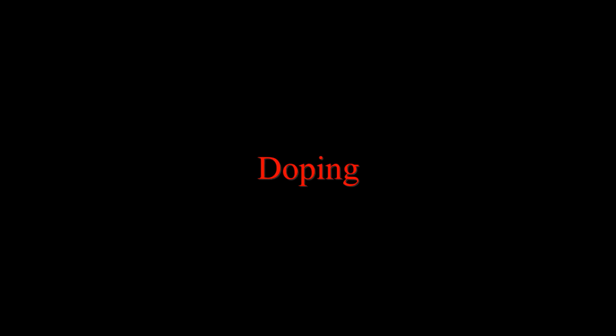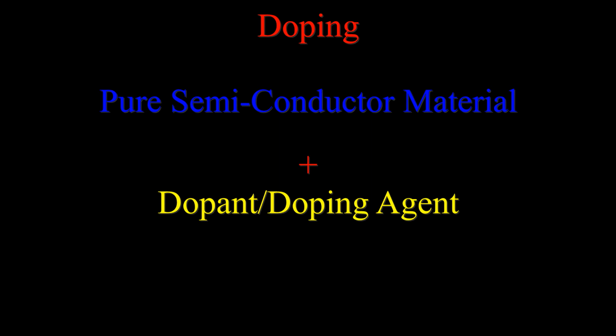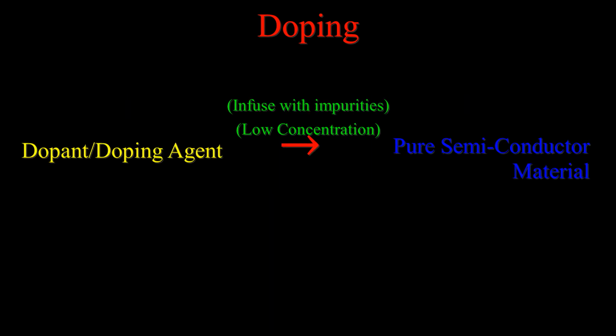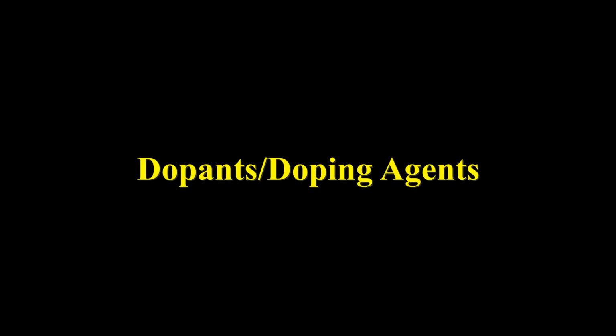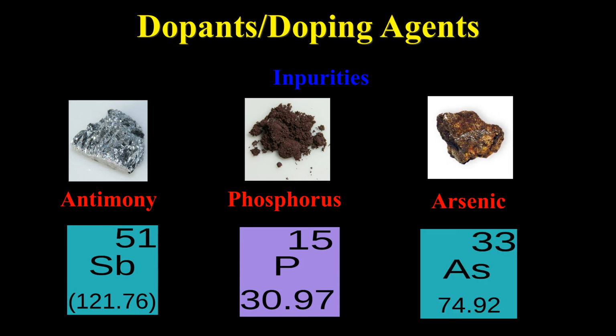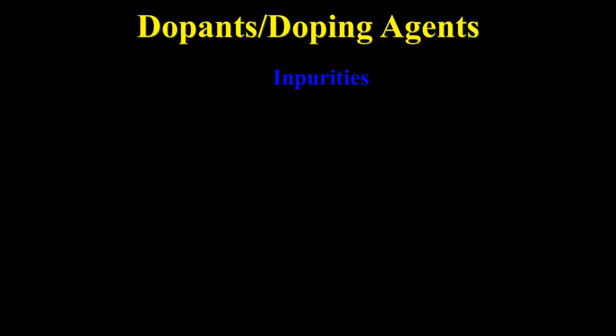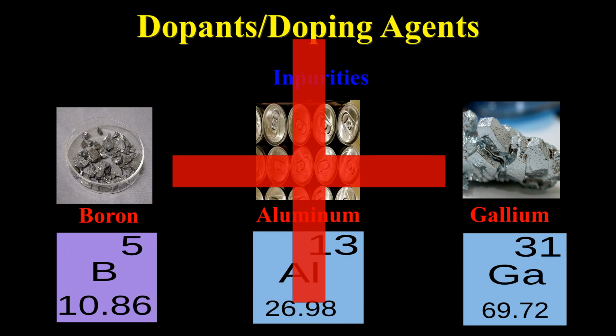Doping is the process in which you get a semiconductor material in its intrinsic state and use what they call a dopant or doping agent to infuse it with impurities at a very low concentration to obtain desired charge polarity and/or properties. Generally, dopants or doping agents infuse impurities consisting of antimony, phosphorus, and arsenic to obtain negative charge, and infuse impurities consisting of boron, aluminum, and gallium to obtain positive charge.